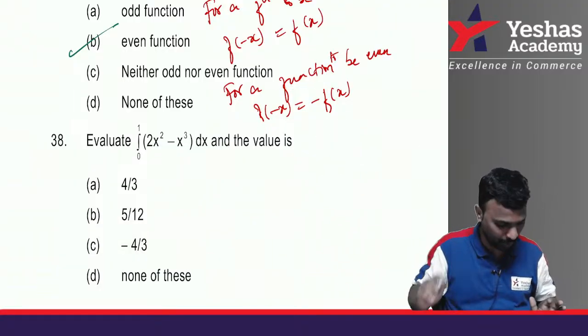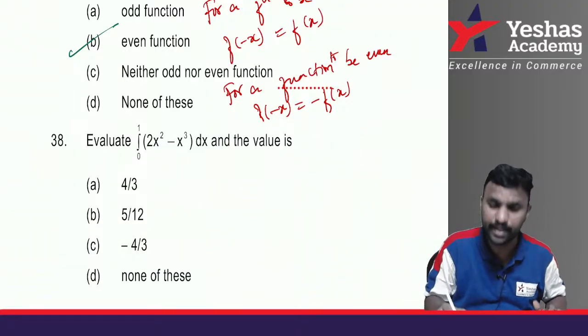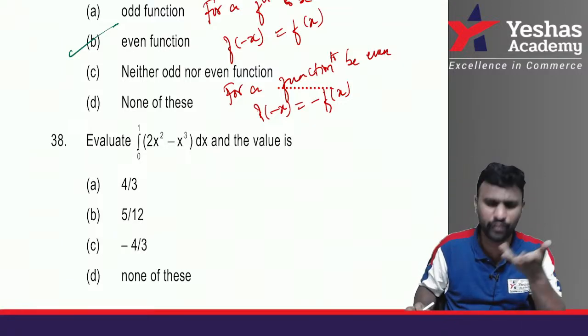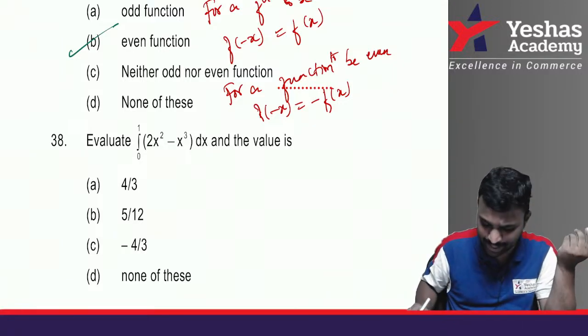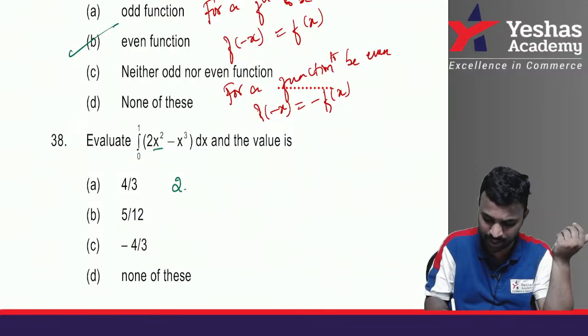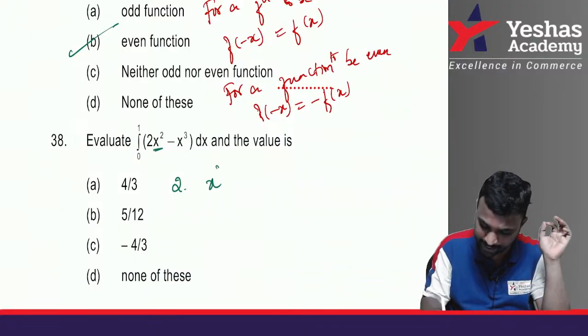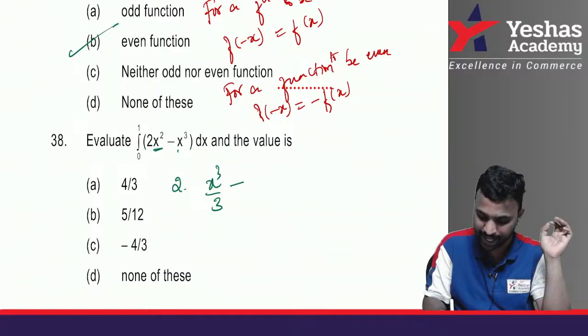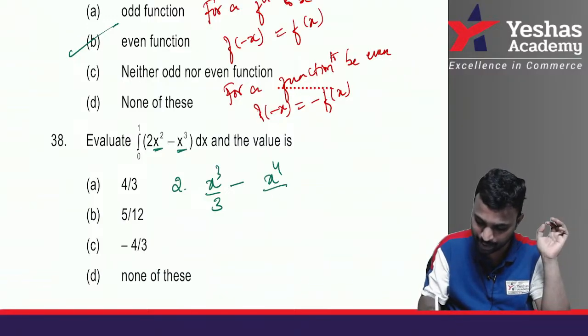Moving on to the next question, question number 38. It's an integration question. The question is integral of 2x square minus x cube. Which rule would you apply? It is the sum rule. First of all, 2 outside, it's a constant. X square integration is x cube by 3, minus x cube integration is x power 4 by 4.